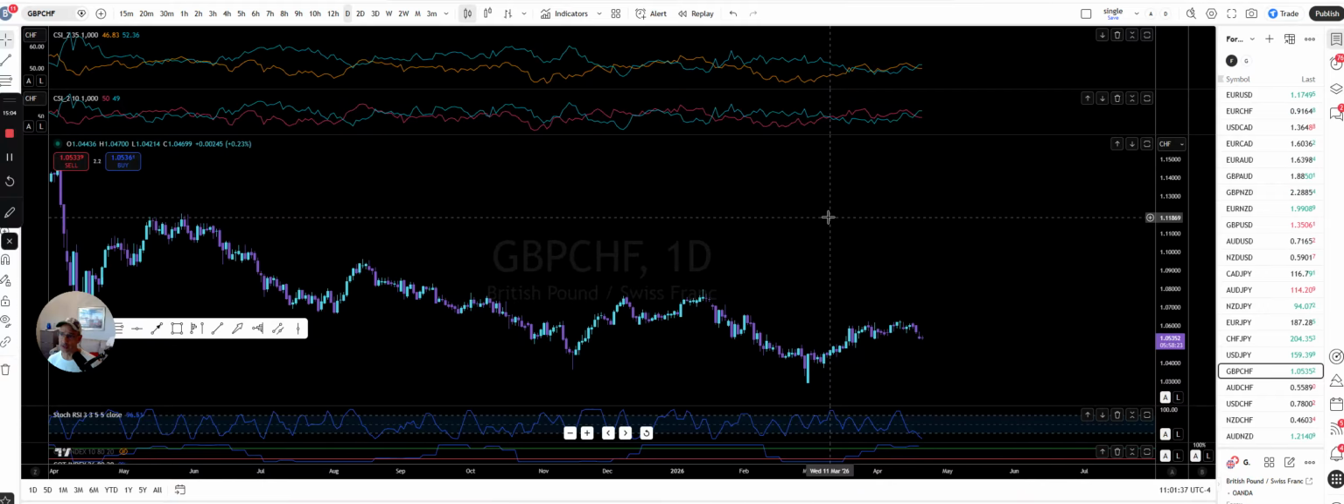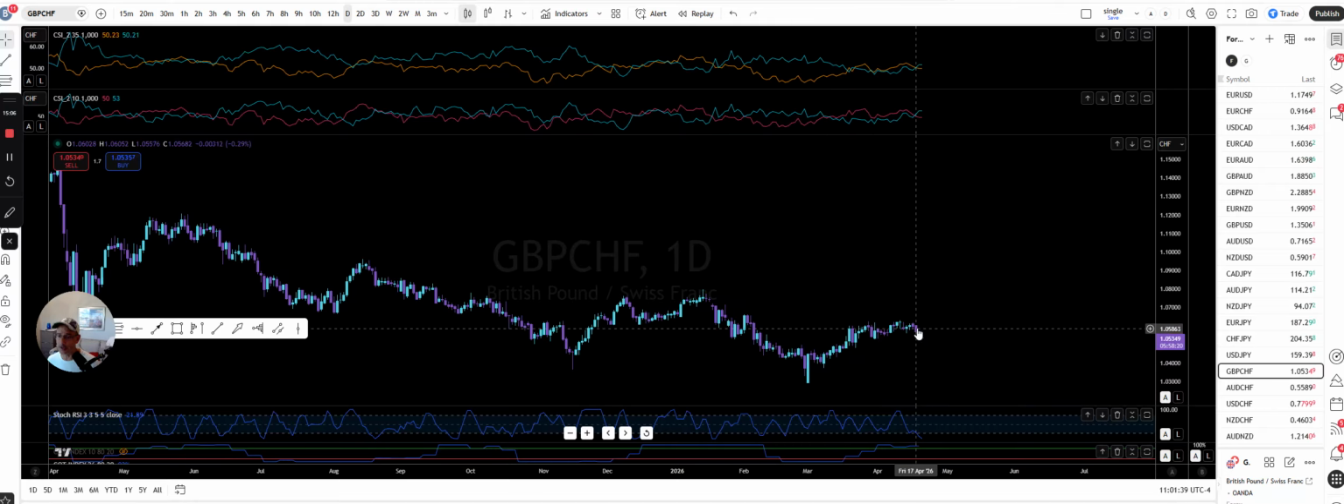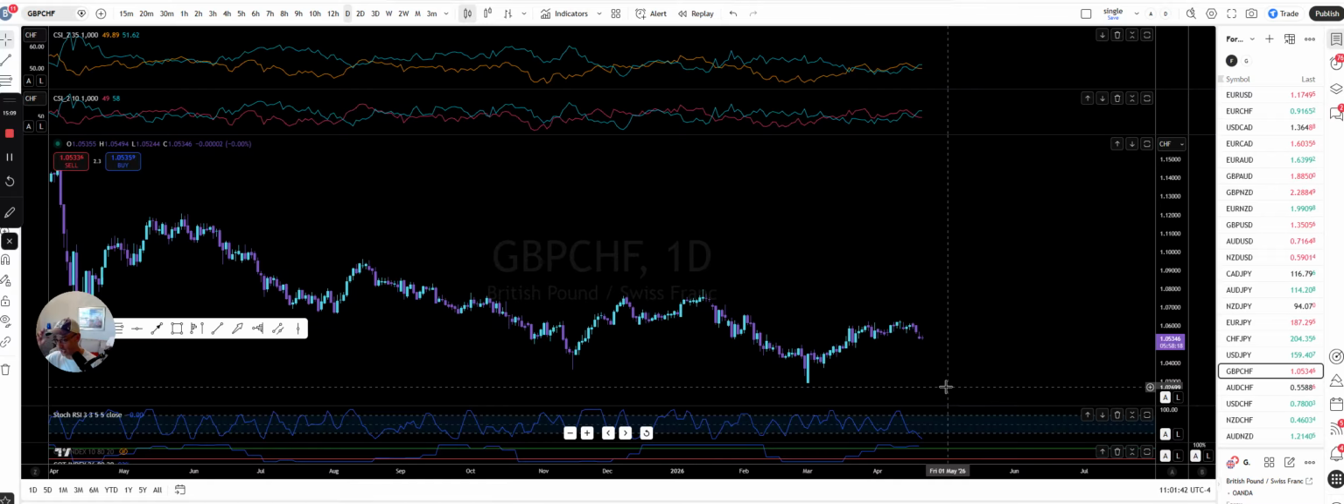So I don't know if it's going to go anywhere. And ultimately, if the pound Swiss rolls over and goes down, that's going to suggest weakness in the pound, and I probably don't want to be in that pound US dollar long. Again, it's just those correlations of the currencies. So we'll see what happens.